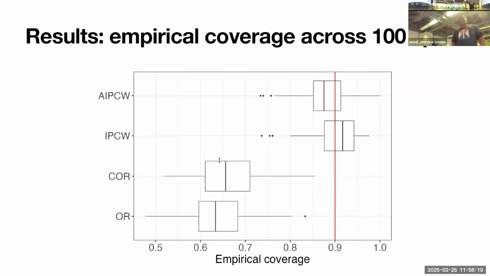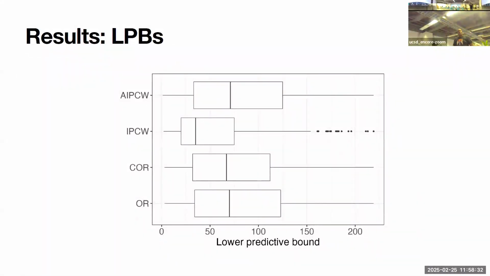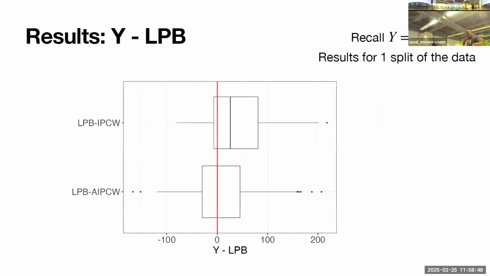And here are the results. AIPCW and IPCW actually do remarkably well. Outcome regression methods tend to undercover in this application. And so we were pretty happy with these results as validation of the methodology. And you can see the lower predictive bounds are actually quite predictive. This is their distribution. Okay, and you want to make sure that you have some information in the prediction bounds and they're not giving you nonsensical results.